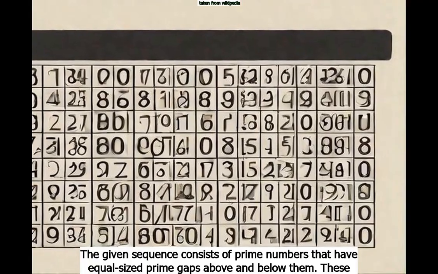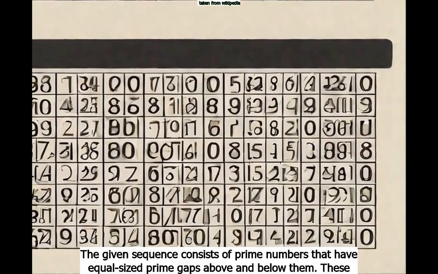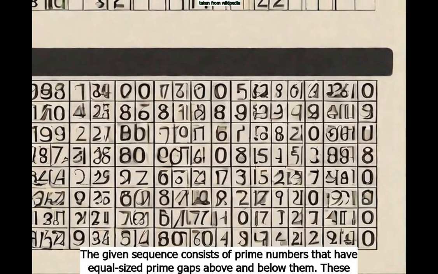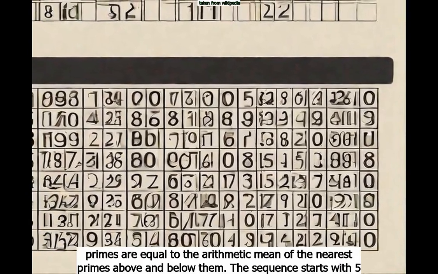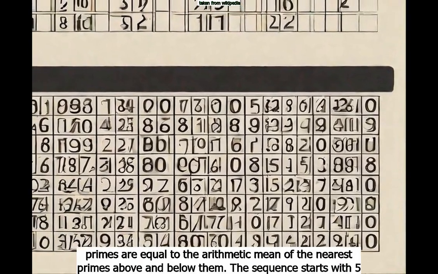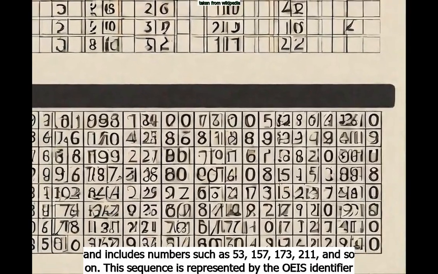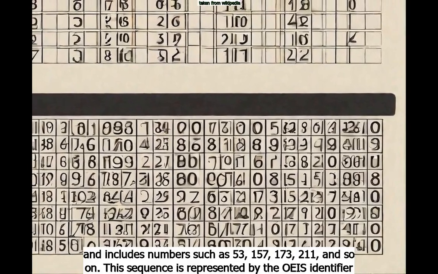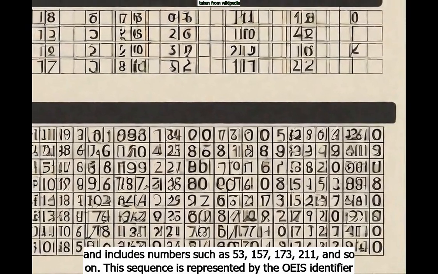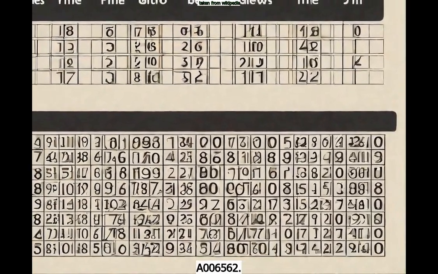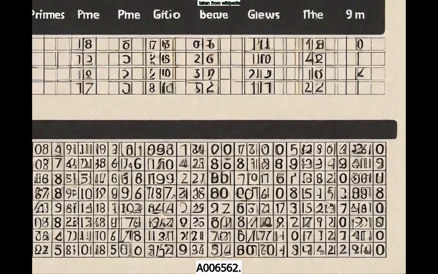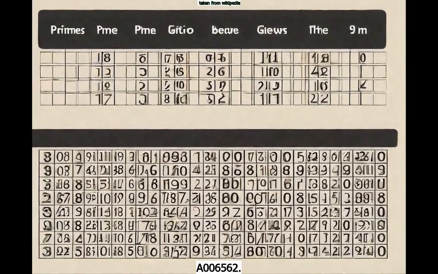The given sequence consists of prime numbers that have equal-sized prime gaps above and below them. These primes are equal to the arithmetic mean of the nearest primes above and below them. The sequence starts with 5 and includes numbers such as 53, 157, 173, 211, and so on. This sequence is represented by the OEIS identifier A006562.